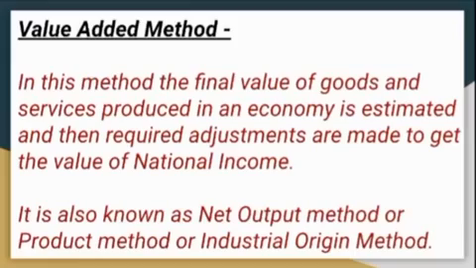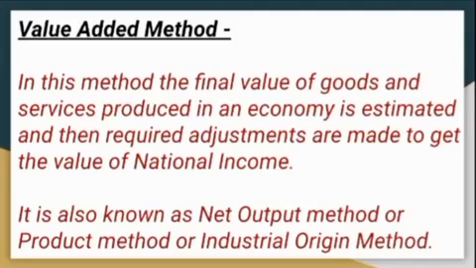First of all, let us see what does value added method mean. In this method, the final value of goods and services produced in an economy is estimated and then required adjustments are made to get the value of national income. So what you need to keep in mind is that in value added method, we take the values of what? The values of goods and services which are being produced. Any of the commodity or whatever is being produced, we take its final value, that value in which it will be sold in the market, and when all those values are added, it forms our national income.